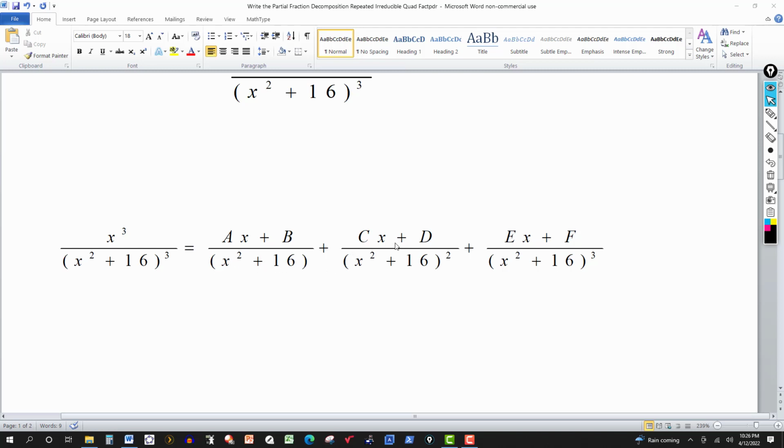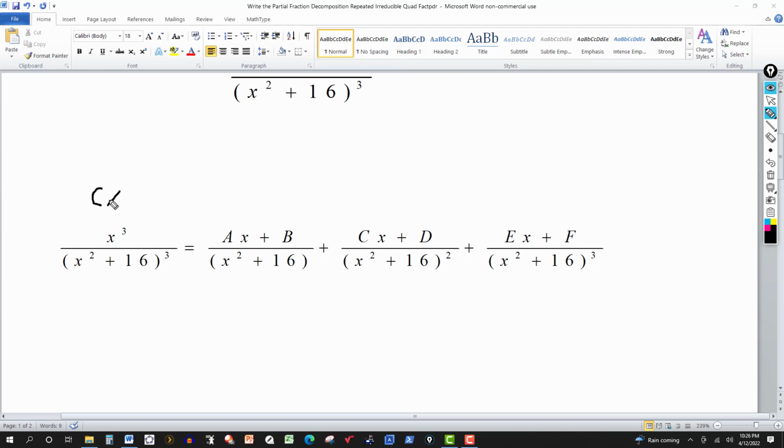So then we pick different constants. Now we could go a1, a2, a3, a4 if you want to say with one constant. But here we have cx plus d over x squared plus 16, quantity squared. And then we go to the next one, ex plus f over x squared plus 16 to the third. Now, had this been to the fourth power, then we'd have another two constants, and then over x squared plus 16 to the fourth power.